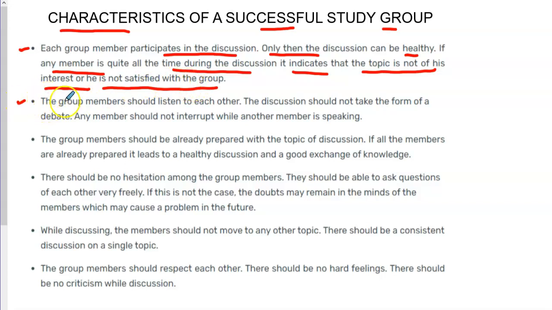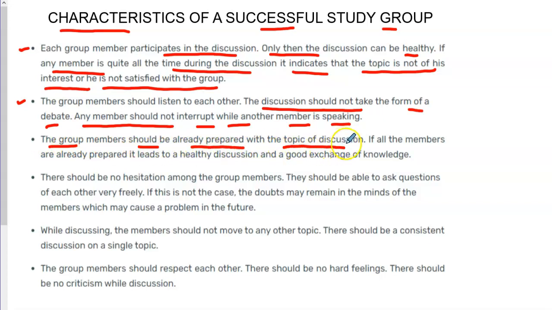Number two, the group members should listen to each other. The discussion should not take the form of a debate, and any member should not interrupt while another member is speaking. Number three, the group members should be already prepared with the topic of discussion. If all the members are already prepared, it leads to a healthy discussion and a good exchange of knowledge.